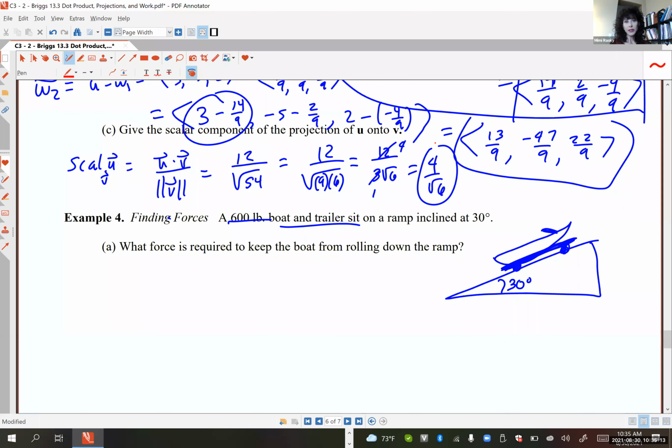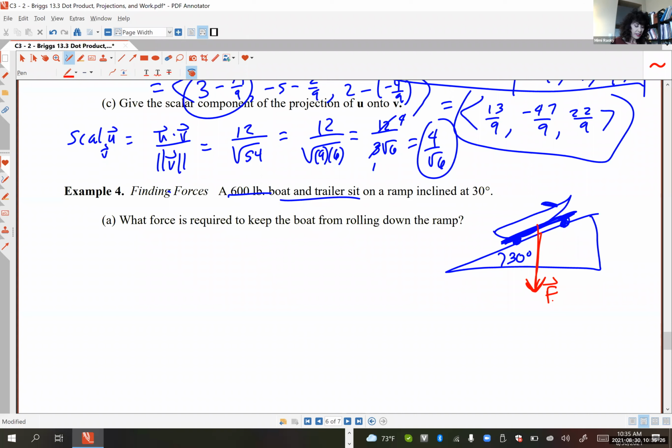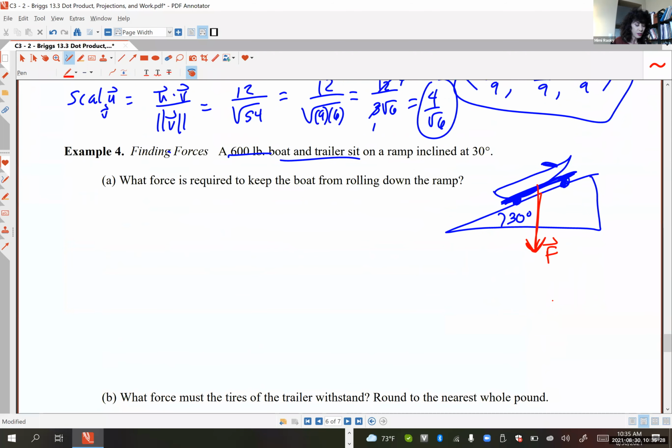So there's a force vector, force due to gravity, a force vector that I'll just call F, that is the combined weight of the boat and the trailer, okay? And the questions they're asking us, let's take a look at those. What force would be required to keep the boat from rolling down the ramp?